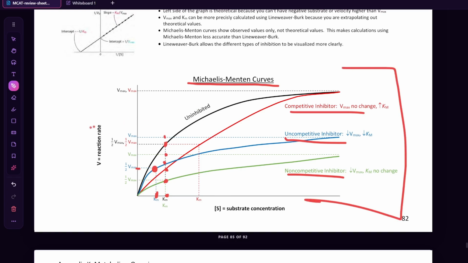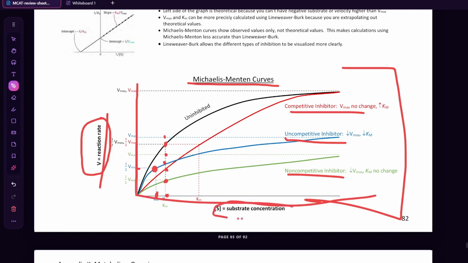And the important part about the Michaelis-Menten curve is that this is half Vmax. Oh, sorry, not this is half Vmax. The y-axis is your reaction rate, V. V equals reaction rate, as it says here. So all of this is denoting the reaction rate. And all of this on your x-axis is denoting the substrate concentration.